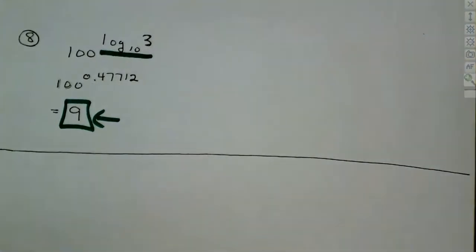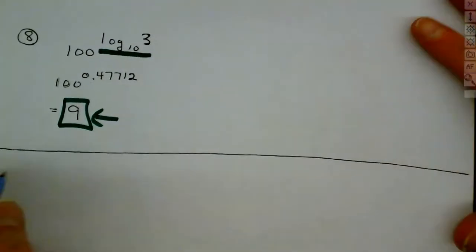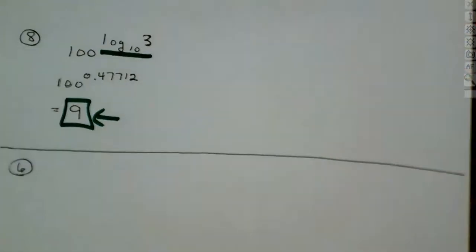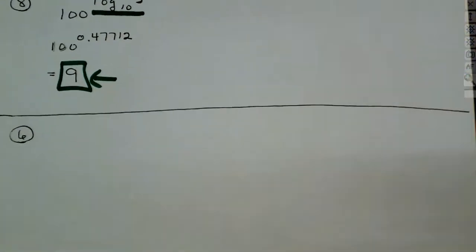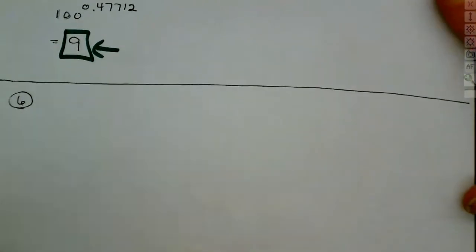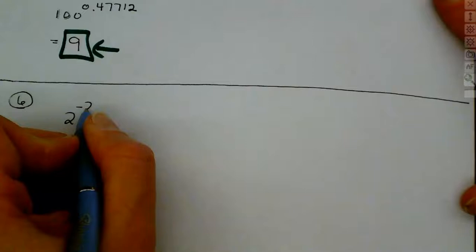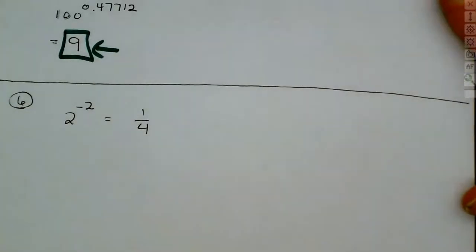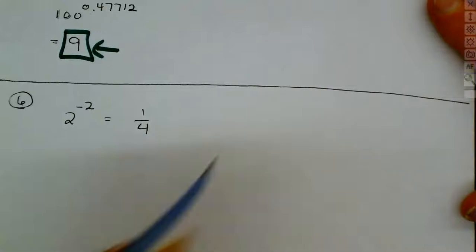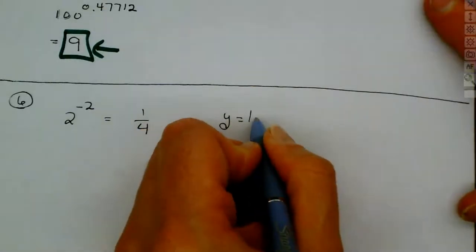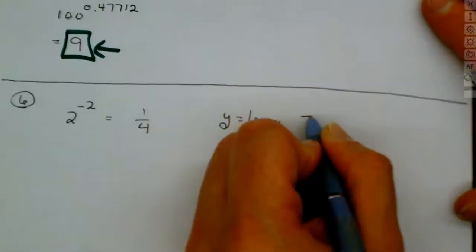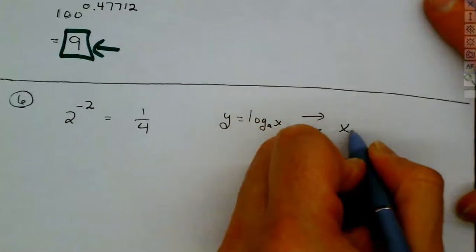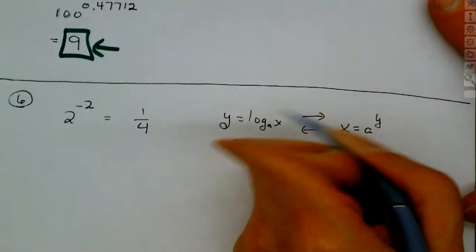And 6, we're going to convert it to a logarithm from an exponential. Because right now, it's an exponential. So we have 2 to the negative 2 equals 1/4. Now, what's our formula look like? y equals log base a of x converts into x equals a to the y, right?